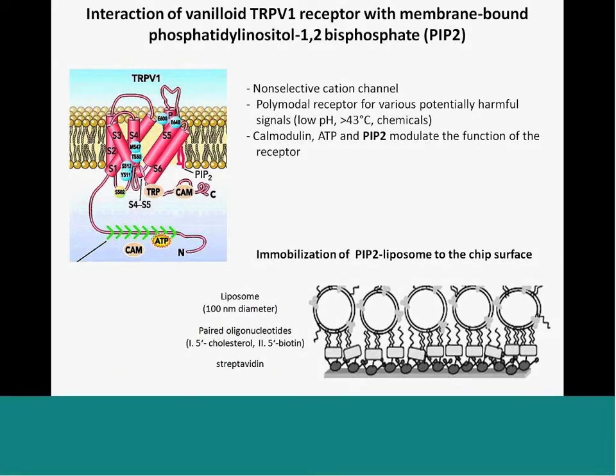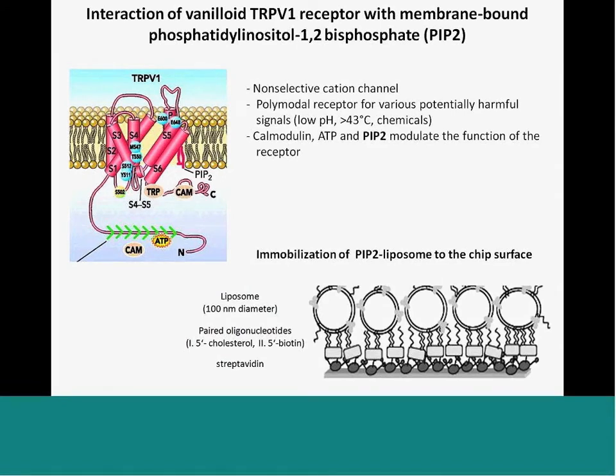It has 6 transmembrane helices, and both the C and N termini are located in the cytosol of the cells, and these termini trigger the signaling of the receptor. And this receptor is able to bind calmodulin, ATP, and PIP2, which modulate the function of the receptor.